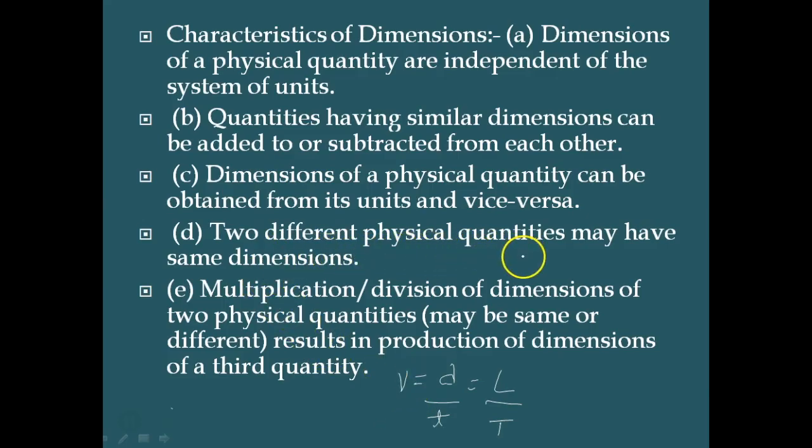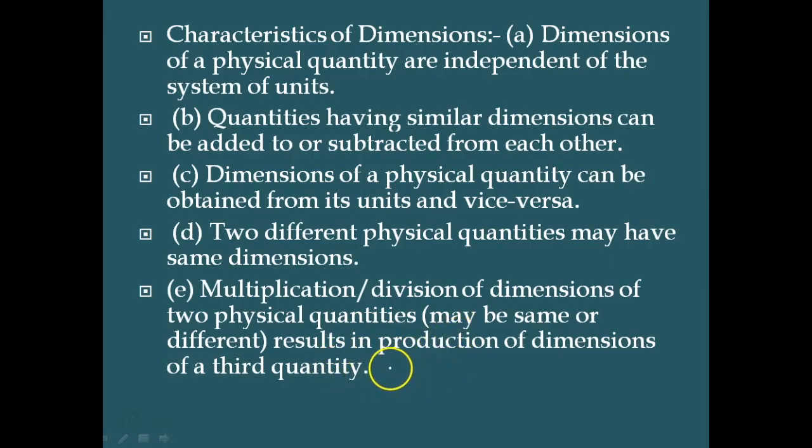Two different physical quantities may have the same dimensions. It's not that dimensions should be unique. Even any two physical quantities may have the same dimensions. That's not a problem. Multiplication or division of dimensions of two physical quantities results in the dimensions of a third quantity. If you multiply or divide the dimensions of any two physical quantities, then whatever result we get will be the dimension for a third quantity, isn't it?